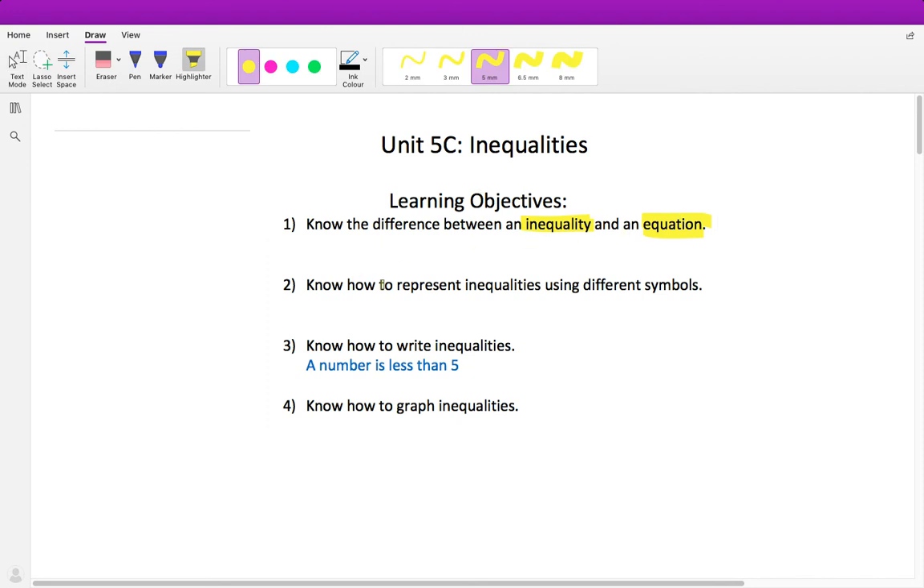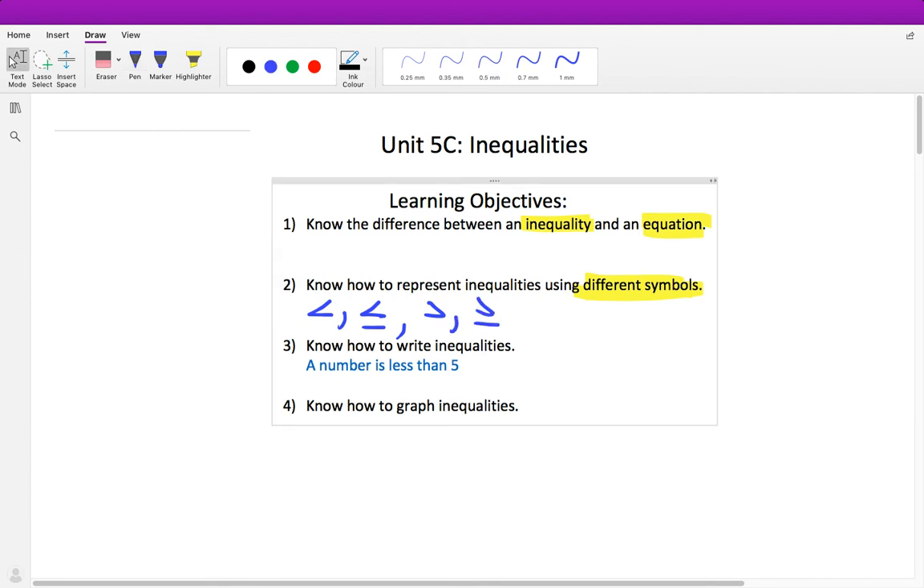And then you also should know how to represent inequalities using different symbols. Now, you should have seen this before. This shouldn't be new right now. So you should know less than or equal to, greater than, and greater than or equal to. Right? You should know these symbols, and hopefully after refreshing your memory now, they make a little bit more sense to you.